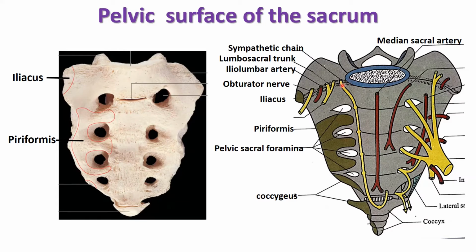The smooth part of the ala of the sacrum is related to some structures from medial to lateral side. These structures are entering into the pelvic cavity from the abdomen. So most medial is the sympathetic chain, then lumbosacral trunk, iliolumbar artery from the posterior division of the internal iliac artery, obturator nerve from the lumbar plexus. You can remember these structures by a mnemonic OILS, where O stands for obturator nerve, I for iliolumbar artery, L for lumbosacral trunk and S for sympathetic chain.